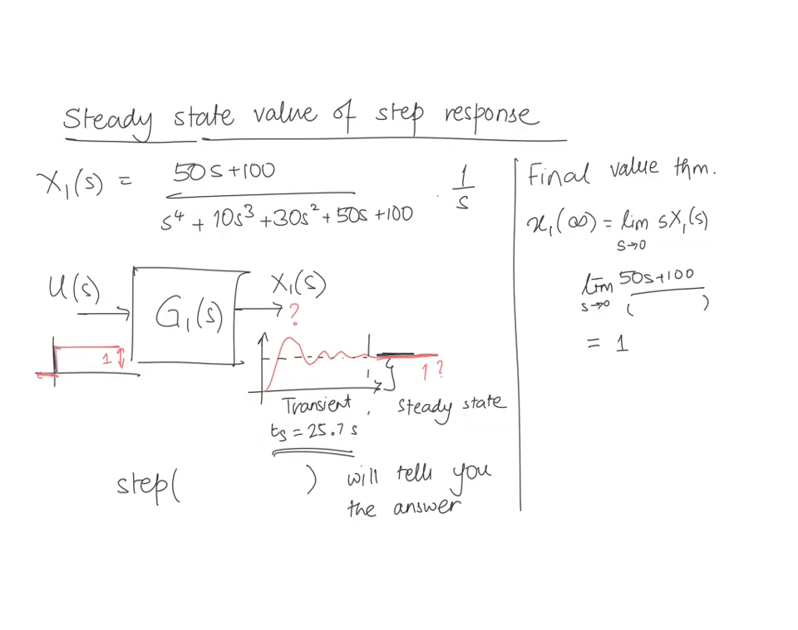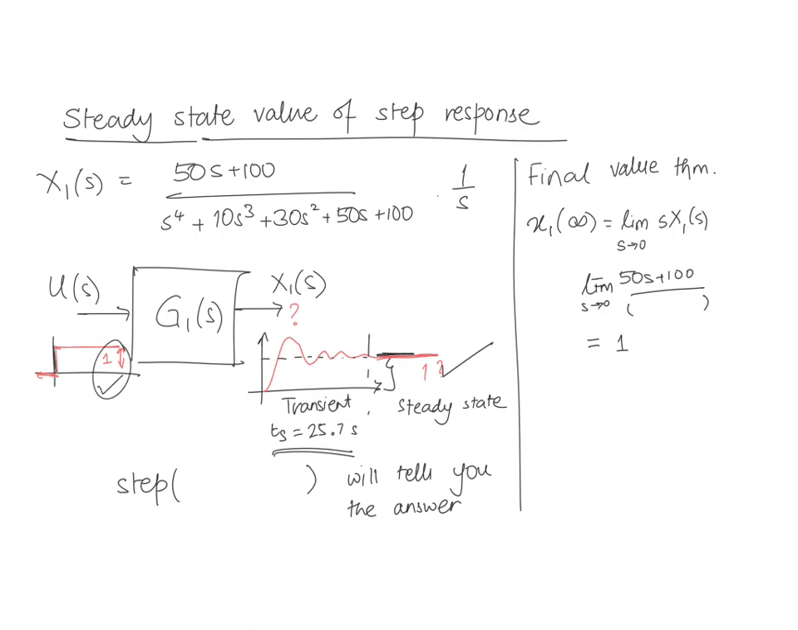And that's what we get. So in the limit, all we have to do is just set all of these to 0, and you get 100 divided by 100, so that's equal to 1. So here in this specific example, we have verified that the steady state value of x1 does in fact go to the same as the input.